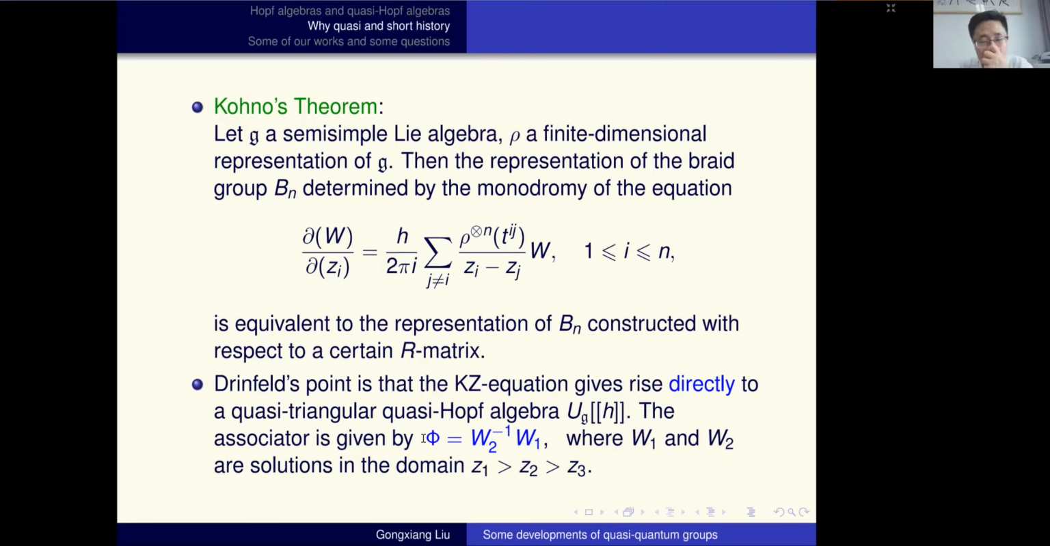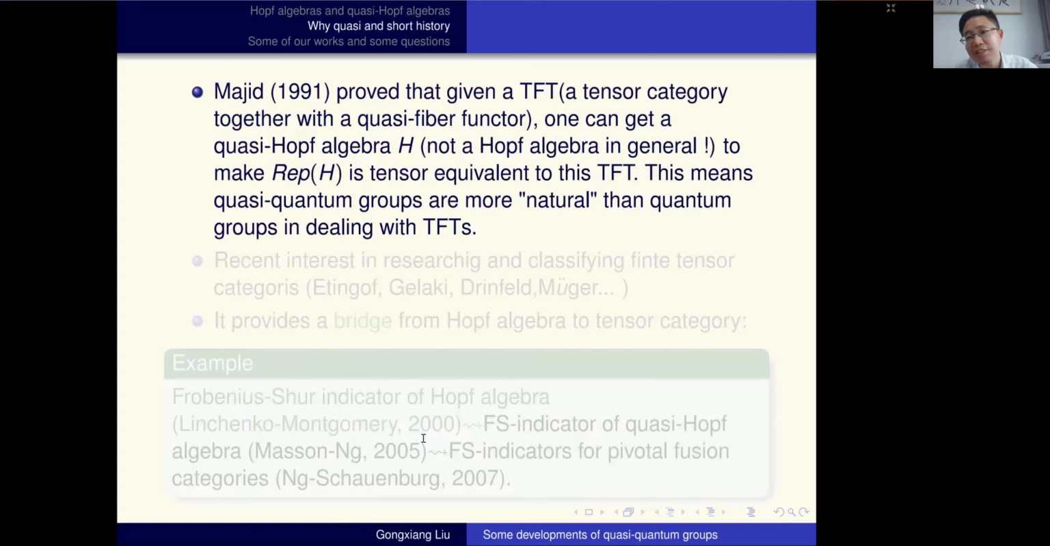So Drinfeld proved it. So that's the meaning. Why do we need quasi? That's the first reason Drinfeld thought we need quasi. Drinfeld is a genius. He found the Drinfeld associator, which is a very complicated element at the moment. Very complicated. Of course, we can list some other reasons to say that we need the concept of quasi-Hopf algebra.